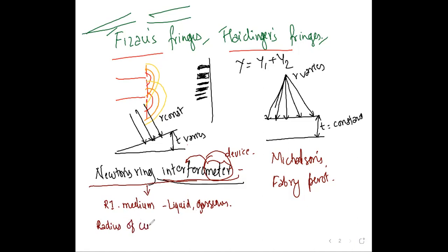Radius of curvature of any spherical surfaces. There is a certain measurement that we are going to do with the help of Newton's ring apparatus. Newton's ring apparatus uses the interference phenomenon to measure all these things. So we call this setup Newton's ring interferometer.